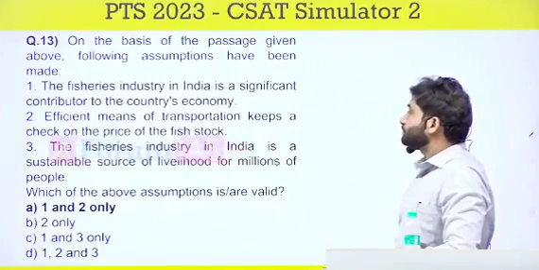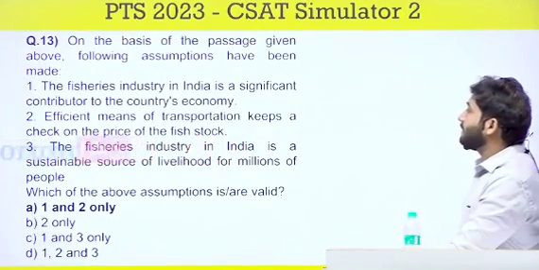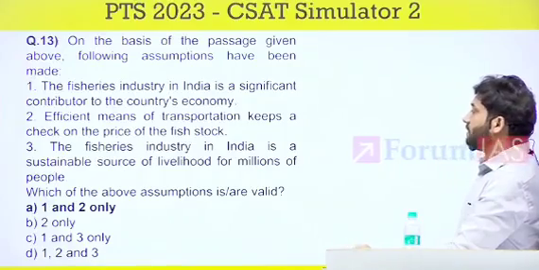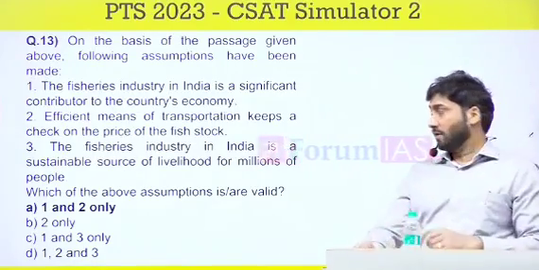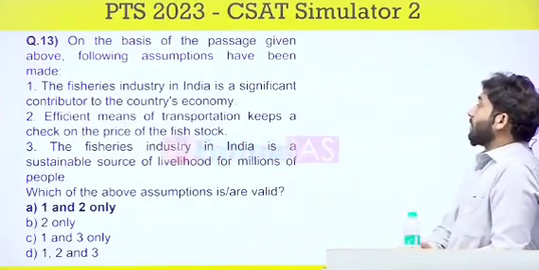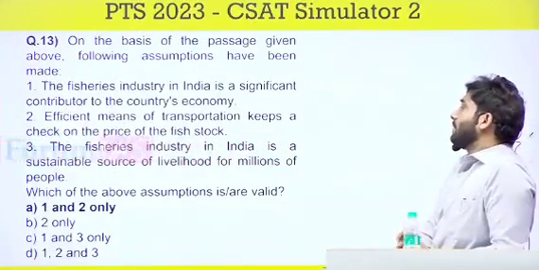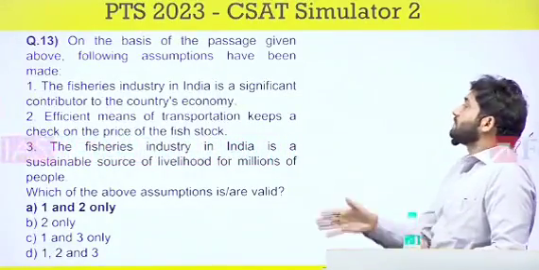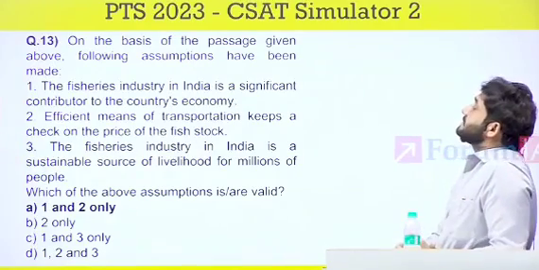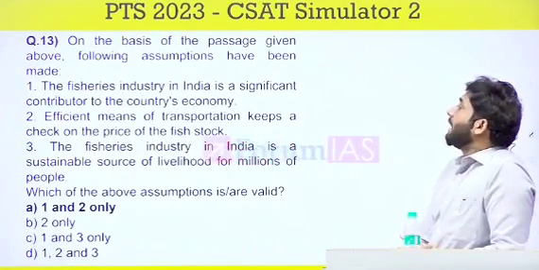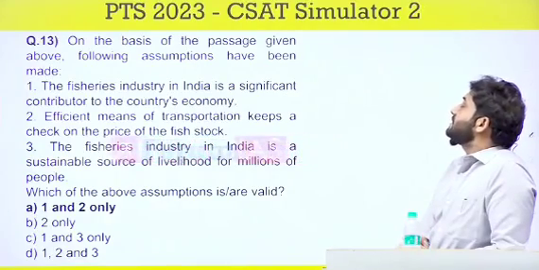Now next, the fisheries industry in India is a sustainable source of livelihood for millions of people, right? So which of the following assumptions is valid? Now, this is something mentioned in the process, but if you talk about the assumption which goes with our conclusion, the fisheries industry in India is a significant contributor to the country's economy. That's larger, right? And efficient means of transportation keeps a check on the prices of the fish stocks.